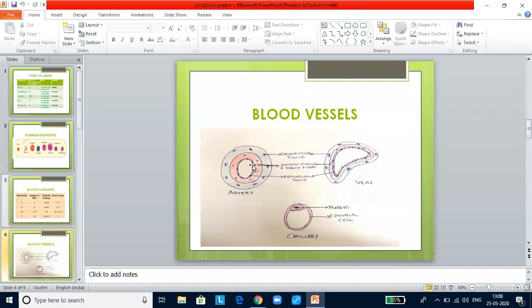Capillaries are the thinnest blood vessels and they connect arteries to the veins. Each capillary is lined by a single layer of flat cells. These help in the exchange of materials like nutrients, gases, waste products, etc., between the blood and the cells.